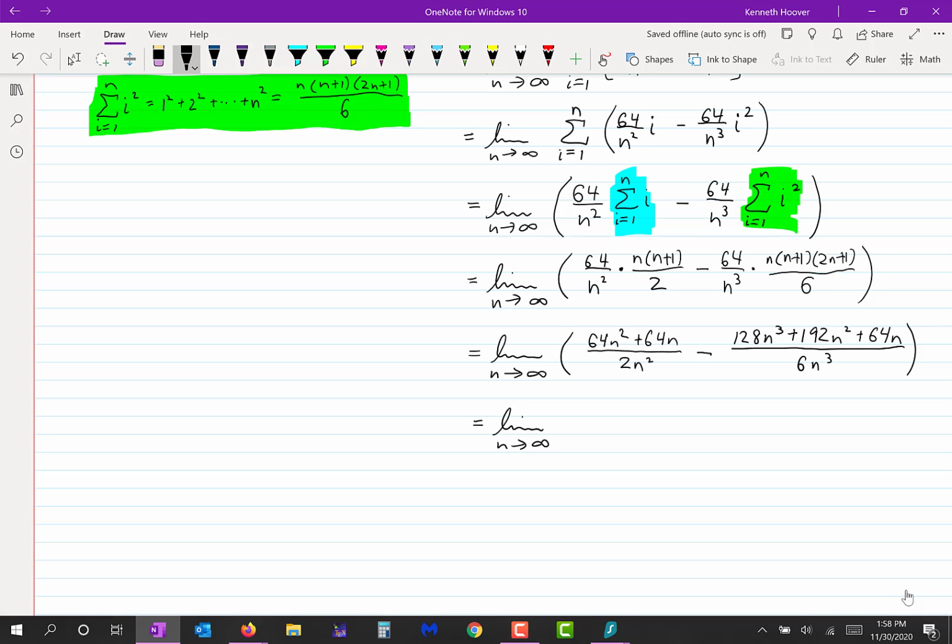So the first one, I can factor out an n from the top and the bottom, and also a 2, and that fraction would reduce to 32n plus 32 over n. The second fraction, I can factor out an n from the top and bottom, and I can factor out a 2 from the top and bottom, and you would get 64n squared plus 96n plus 32 over 3n squared.